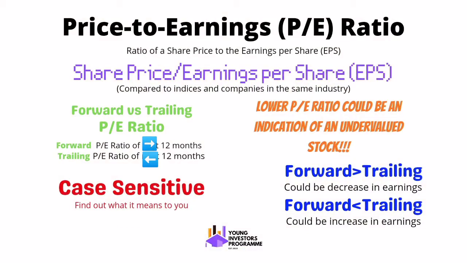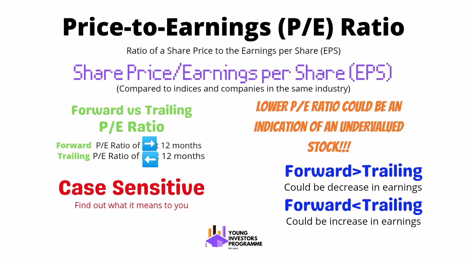Now, the price to earnings or PE ratio, something that we will have seen in our academic work especially, is the ratio of a share price to the earnings per share. So earnings per share pops up again, and the formula is share price divided by earnings per share. Compare this to indices and companies in the same industry to figure out if it's good or not.